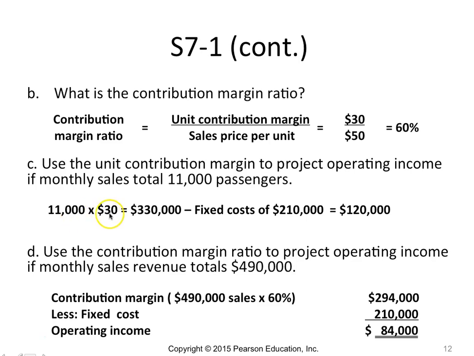This is $30 unit contribution margin, times 11,000, minus fixed cost. That's our operating income, $120,000. So D is to use the contribution margin ratio to project. Remember, it was $490,000 times 60%, as we said before, minus the fixed cost, which will be $84,000.